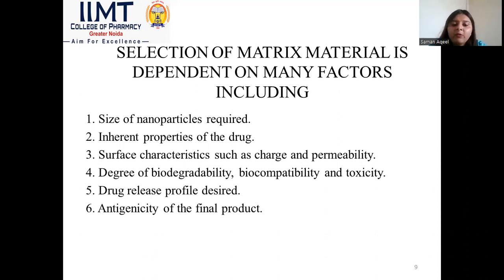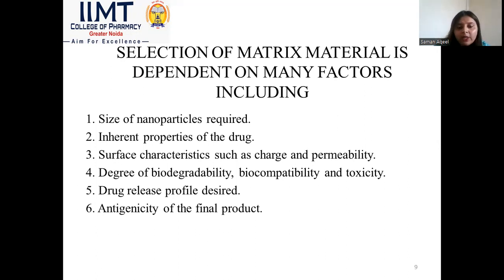Next one is the inherent properties of the drug. Each and every drug has its own properties. So the drug and the polymer matrix, the material of the matrix should be compatible to each other. There must be no adverse effect or adverse reactions. Third one is the surface characteristics such as charge and permeability. This is also a very important factor affecting the surface of matrix material.